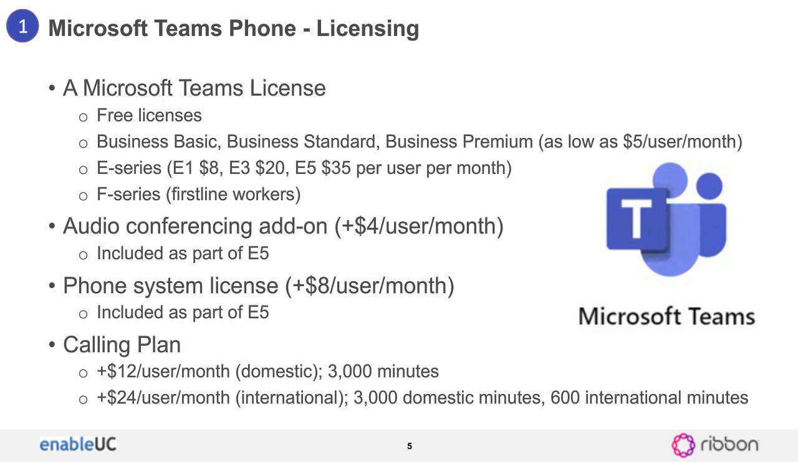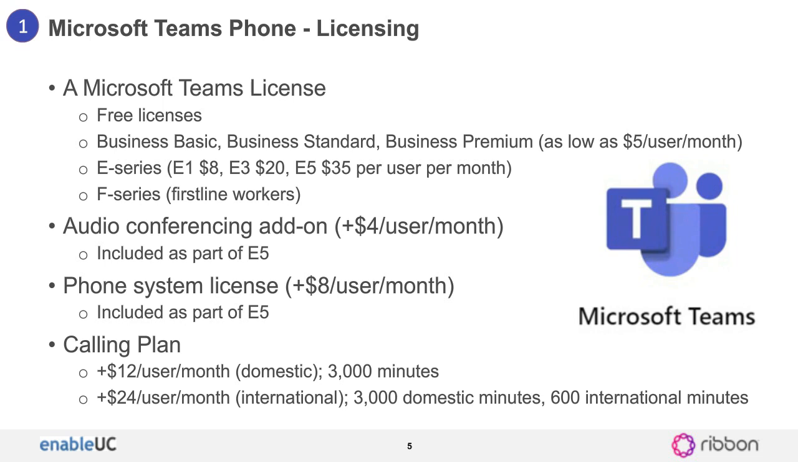Then there's a whole level of subscriptions for smaller organizations: Business Basic, Business Standard, Business Premium. Then there's the Enterprise series, the E1, E3, E5, and I've shown the suggested list price. It's $8, $20, and $35 per user per month. Large organizations can negotiate, of course. This is list price. And then there's also a series of licenses for what Microsoft calls first-line workers, the F series, or frontline workers. And there's other ones that I haven't listed, so licensing is complex.